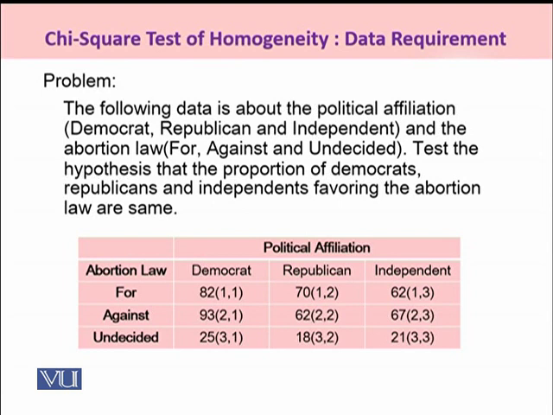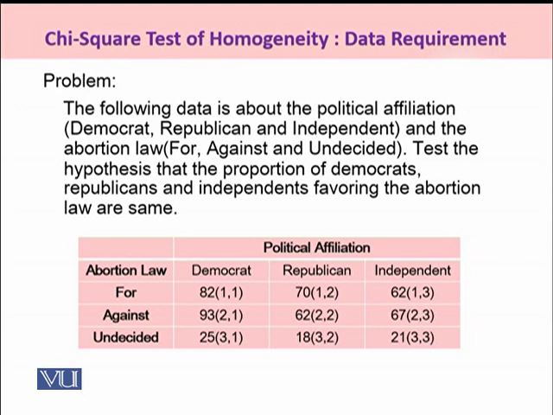Similarly, we talk about those respondents who remained undecided and their political affiliation was Independent. So they were 21. That is the last value we have in the contingency table. Students, if you look at its location, it is third row and third column.